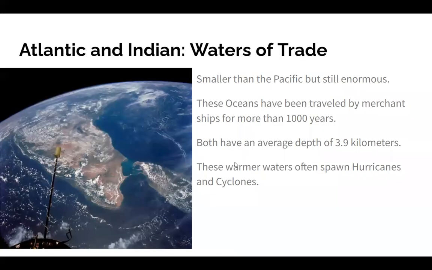Okay. The Atlantic Ocean and the Pacific Ocean, or sorry, the Atlantic and the Indian, my bad. The Atlantic and the Indian are next in terms of size, if we're going from largest, starting with the Pacific, to the smallest. The Atlantic and the Indian are super important. They've been traveled for thousands of years by trading boats and all sorts of stuff.